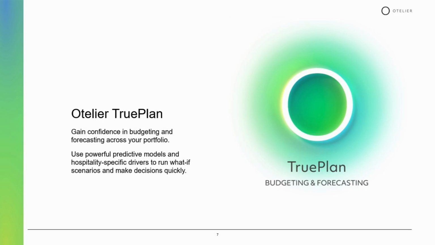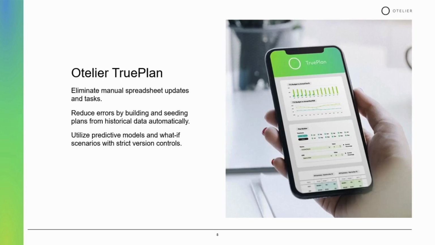TruePlan is a tool that allows you to elevate your financial planning process. Gain confidence in budgeting and forecasting across your portfolio by using powerful predictive models and hospitality-specific drivers to run what-if scenarios and make decisions quickly. With TruePlan, you can create accurate and timely forecasts and utilize audited actuals from your accounting system to create plans with the right amount of fidelity. Eliminate manual spreadsheet updates and reduce errors by automatically building and seeding plans from historical data.